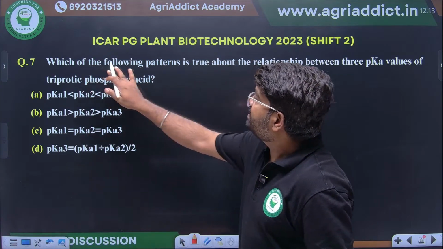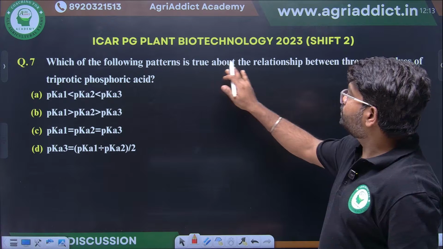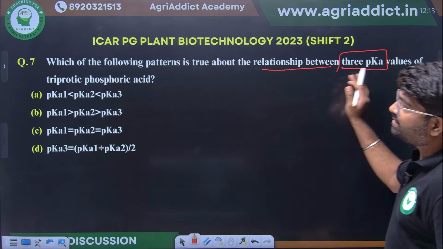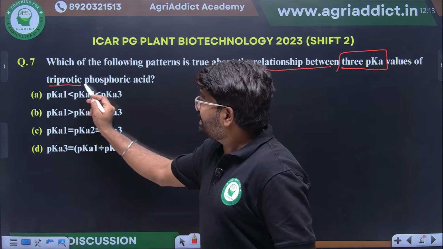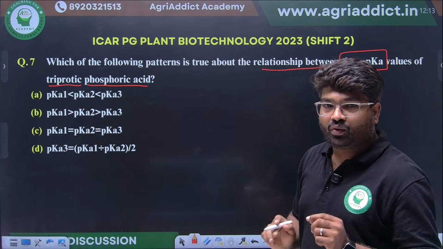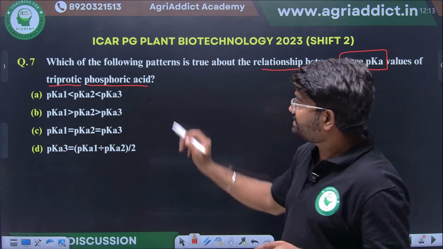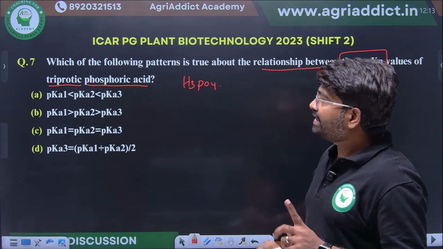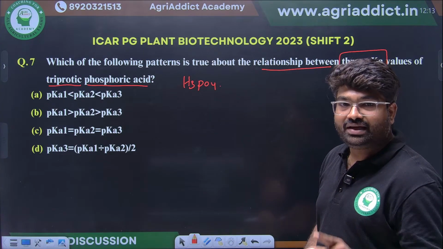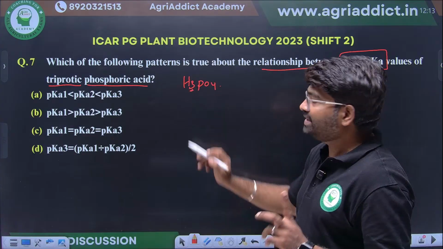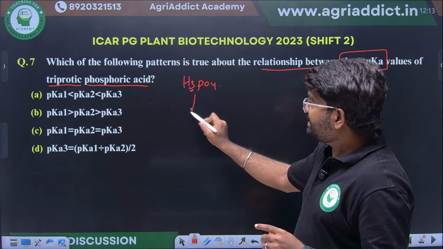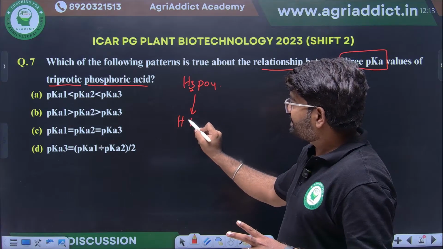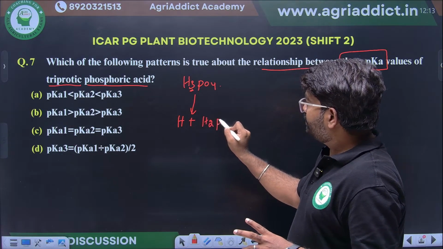Which of the following patterns is true about the relationship between the 3 pKa values of triprotic phosphoric acid? First, you have to know what triprotic phosphoric acid is. H3PO4 is a triprotic phosphoric acid, 3 protons will be there. If it is ionized, it can form H plus and H2PO4 minus.